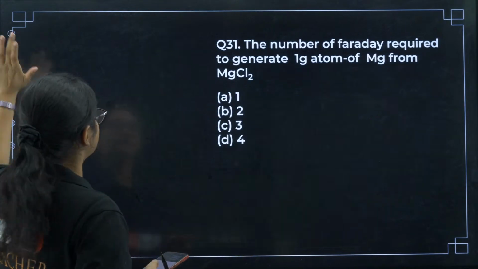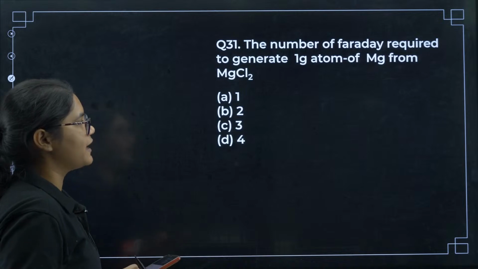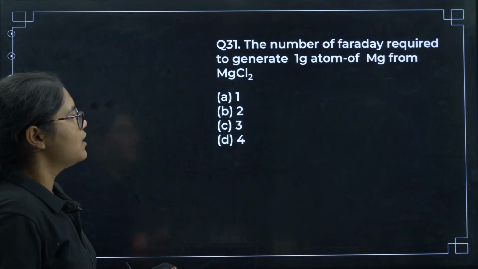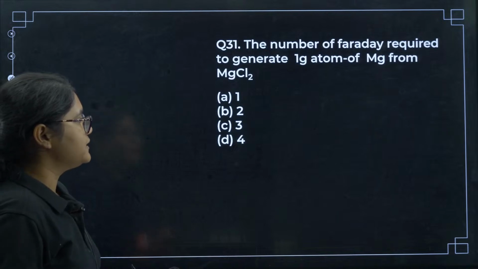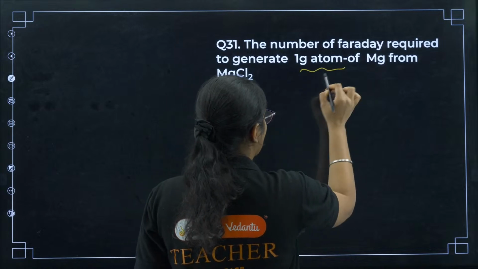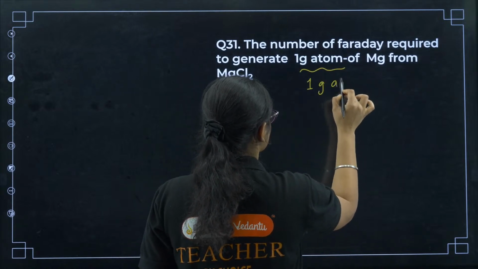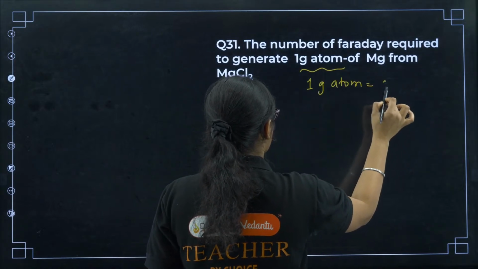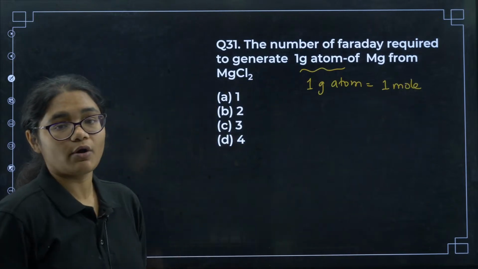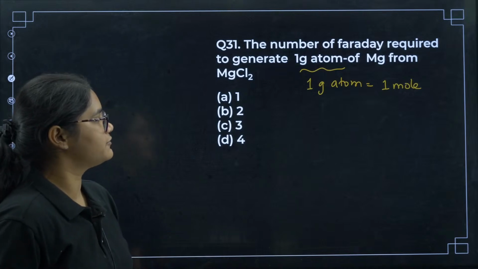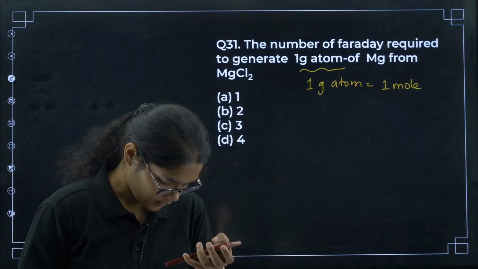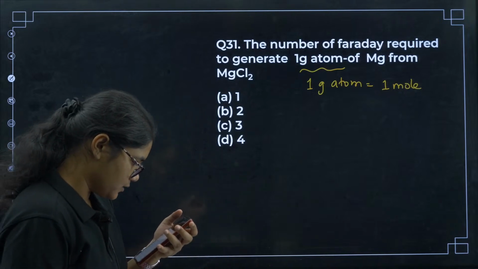Okay, let's move to the last 10 questions here. The number of Faradays required to generate 1 gram atom of magnesium from MgCl2. Now here you have to remember 1 gram atom is equal to 1 mole. So for 1 mole of magnesium, how much Faraday of electricity is required?